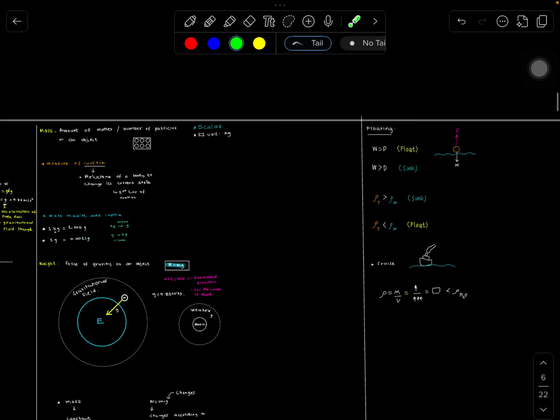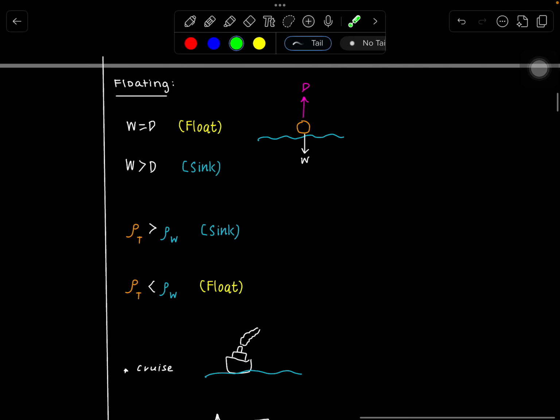Okay, let me see if there's anything else. Okay, so lastly, we have this idea of floating, like why do some things float and others don't? I think in the last lecture we learned something related to the pressure difference, but today we're going to look at the same floating concept in terms of density of an object. So if the density of your object is more than the density of the fluid, which is water in this case, then the object is going to sink, okay? But if the density of your object is less than the density of water, it will float.